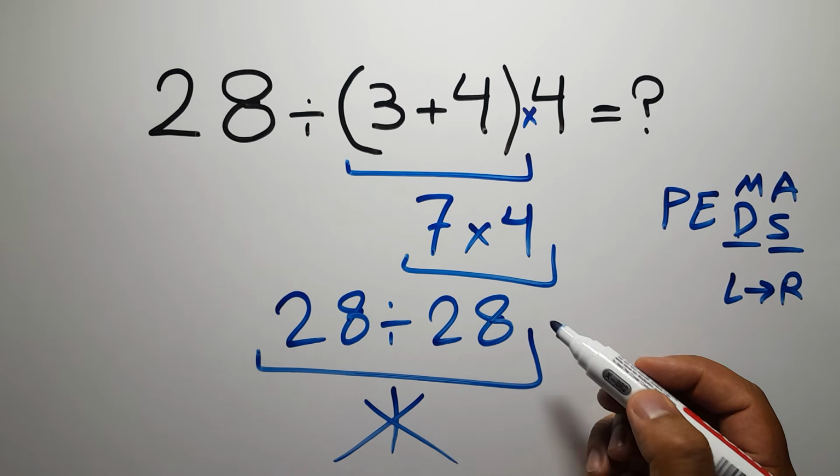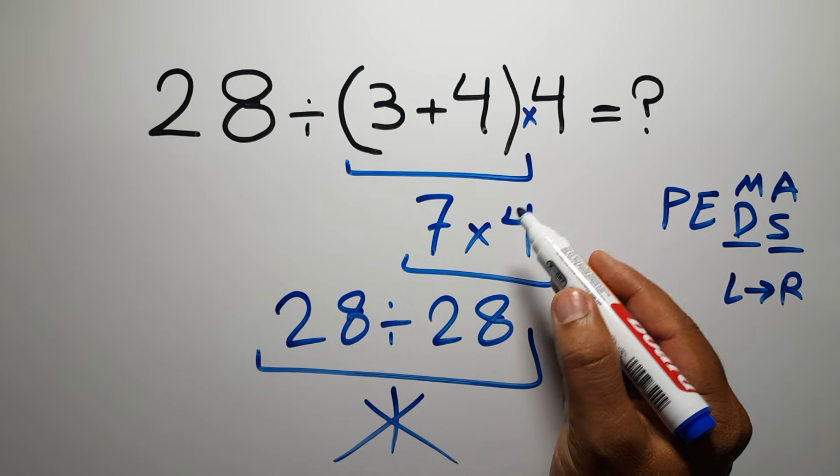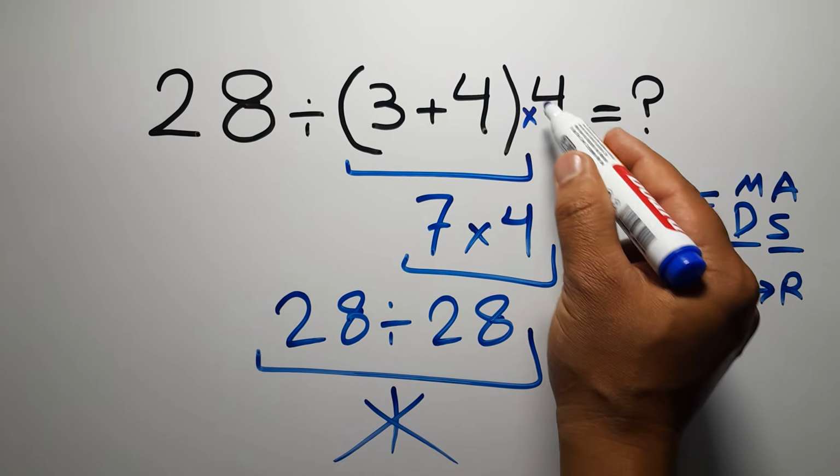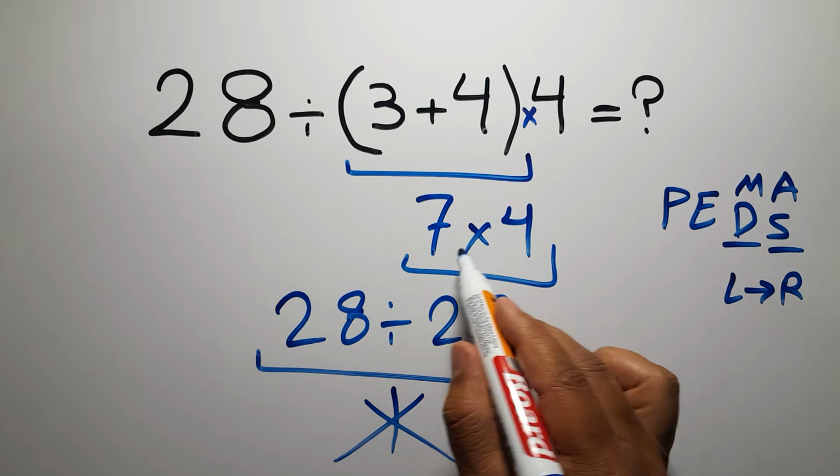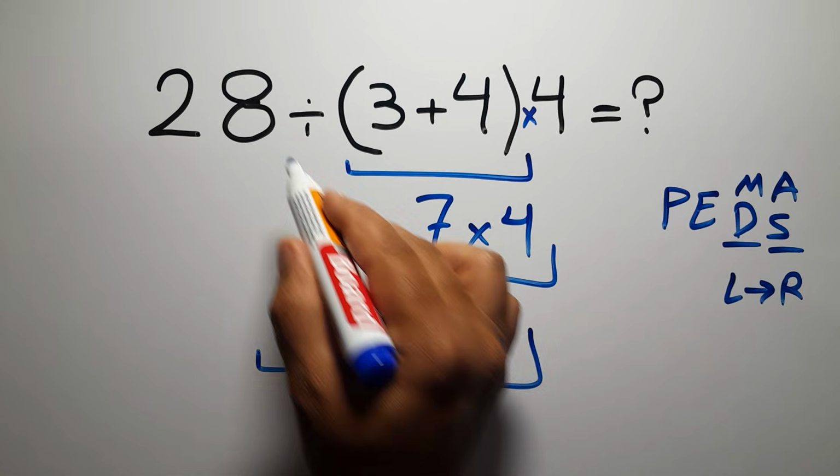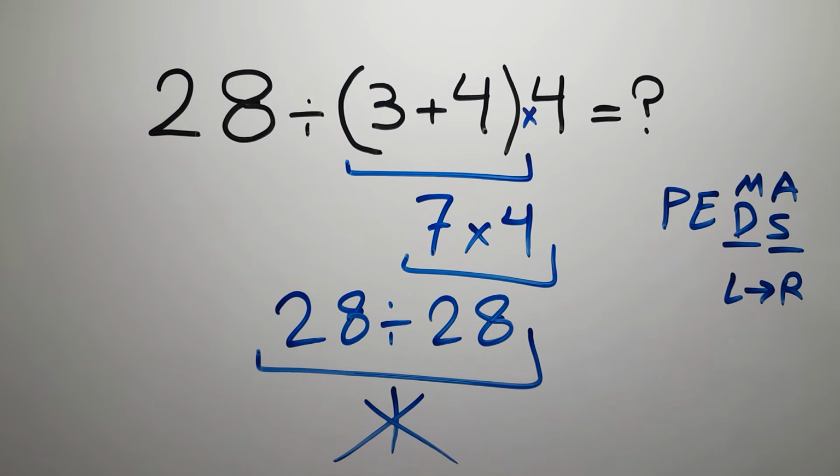So first we have to do this parentheses, then this division, and finally this multiplication. If you do this multiplication before this division, it is wrong.